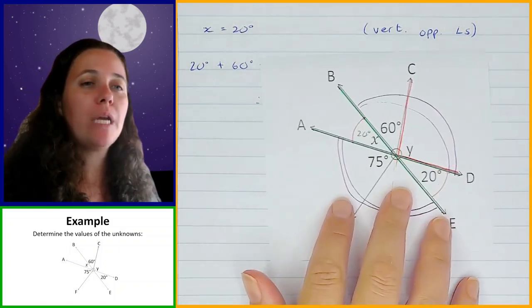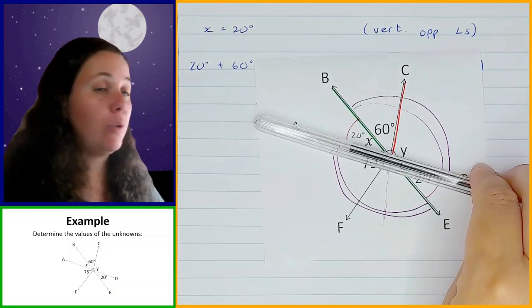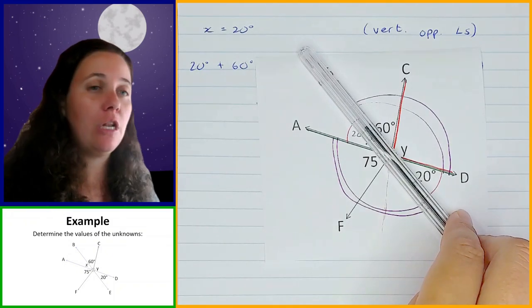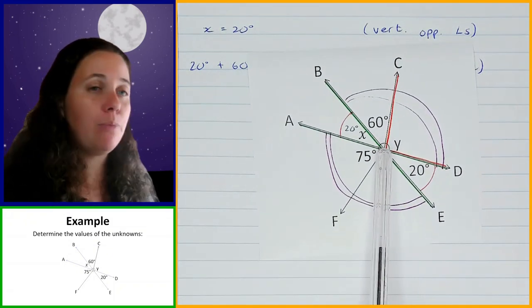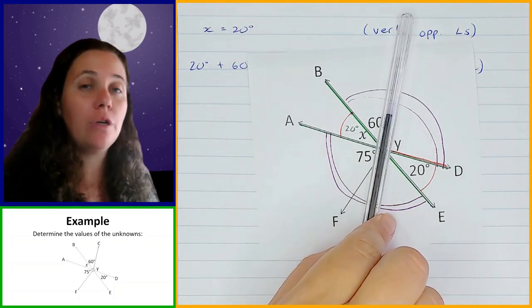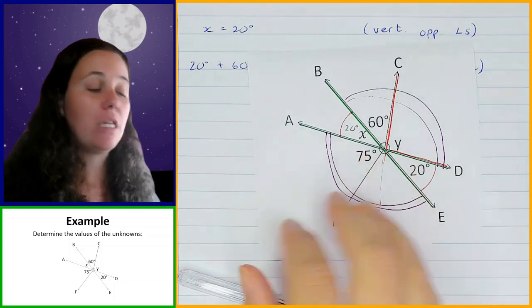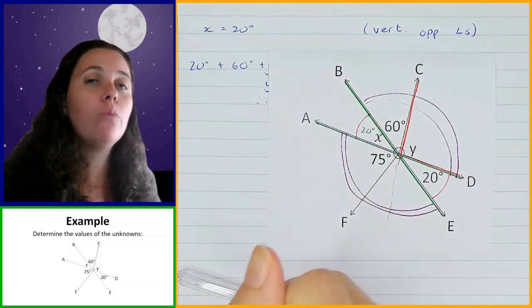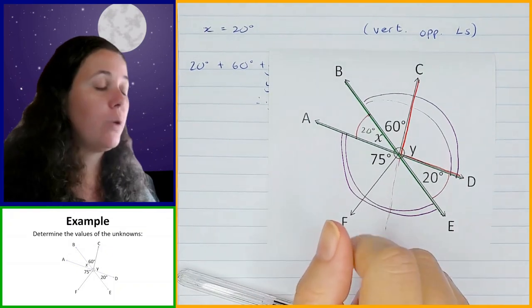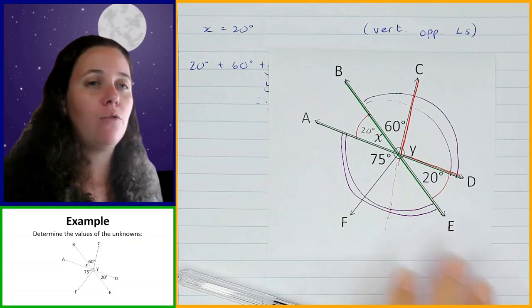So remember, when you're working with vertically opposite angles, you can only use them where you have straight lines that are crossing each other like that. If you've got another line that is also meeting at that same point, but it's not crossing over at that point, you don't get vertically opposite angles. Then you have to use other methods. You can use angles on a straight line, or angles around a point. Normally angles on a straight line is quicker and easier because you have to add up fewer angles, and you're only adding up to 180 instead of 360.